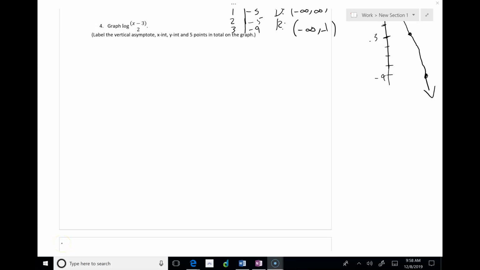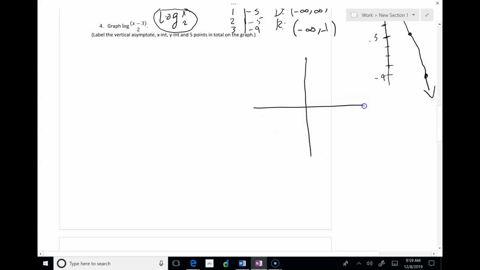Graph log of x minus 3 base 2. Think of log of x base 2 first. The vertical asymptote for this one would be the y-axis, x equal to 0. So maybe I start with that.